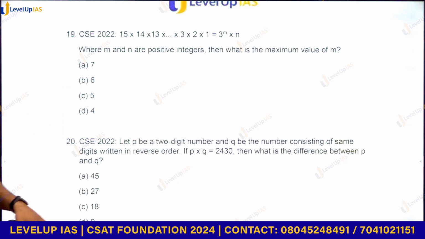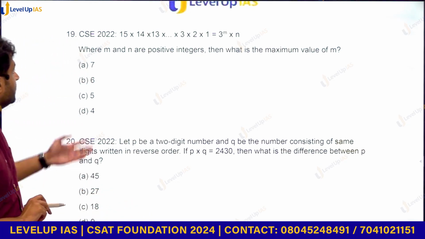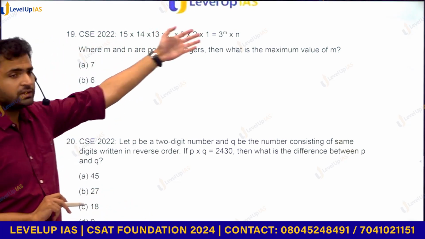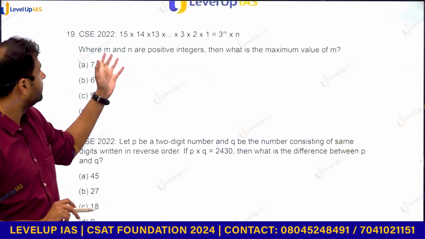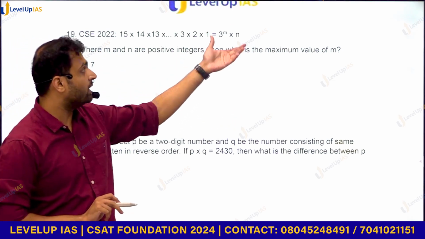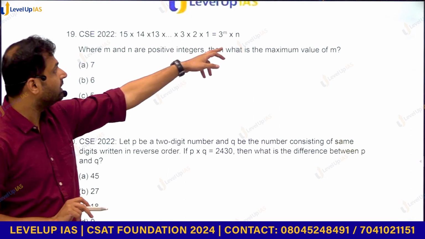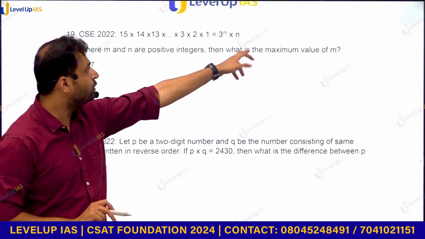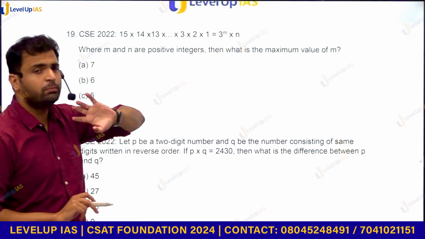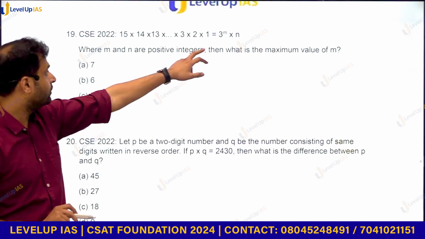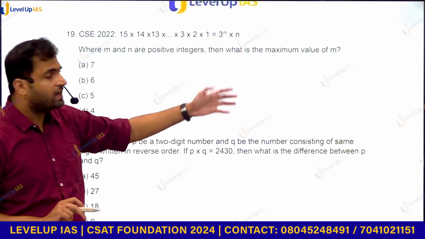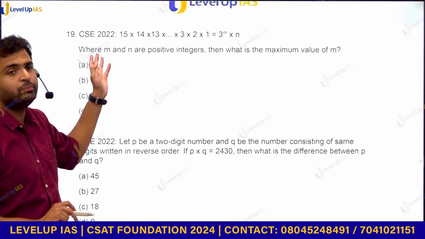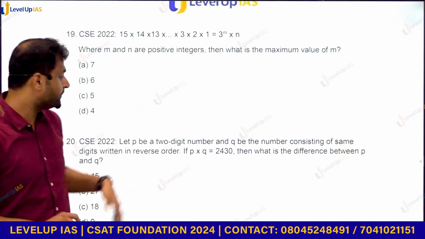Again, a very simple question from the 2022 paper. We are given this product and we want to find the maximum value of m. We are writing this particular product in the form of 3 raised to m into n, where m is the maximum possible value. So basically the question asks us how many times 3 appears in this particular product at maximum.